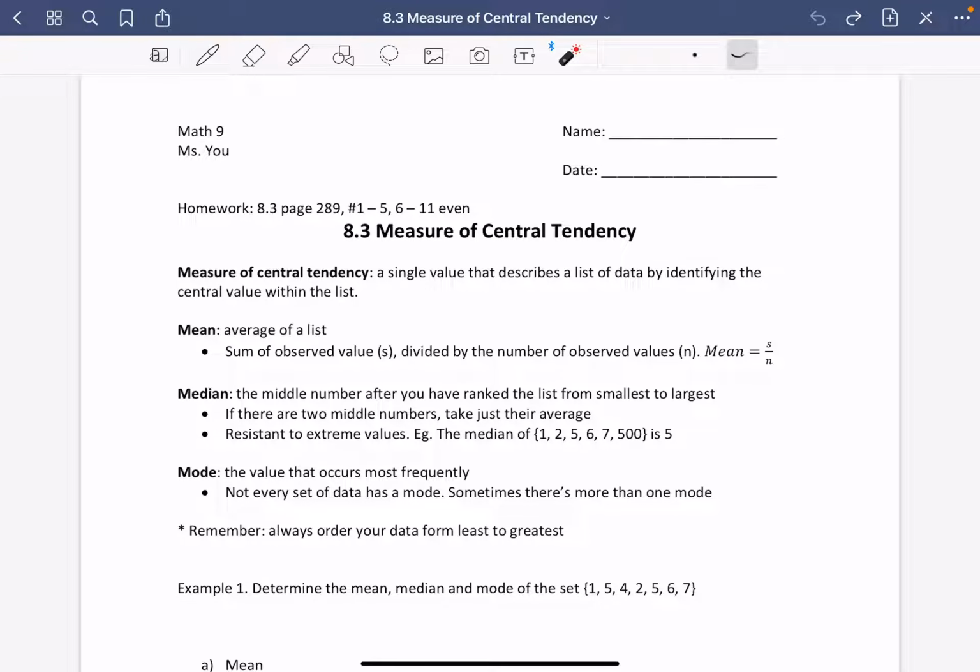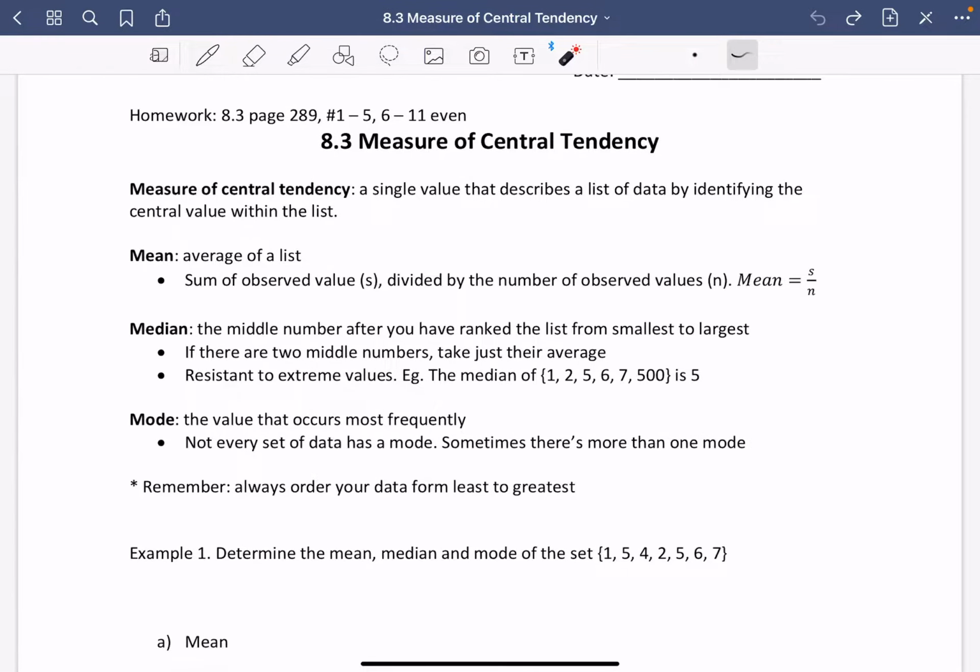Hello everyone. Today we'll be going over section 8.3, measure of central tendency. It's a single value that describes a list of data by identifying the central value within the list. And here we have three measures of central tendency.